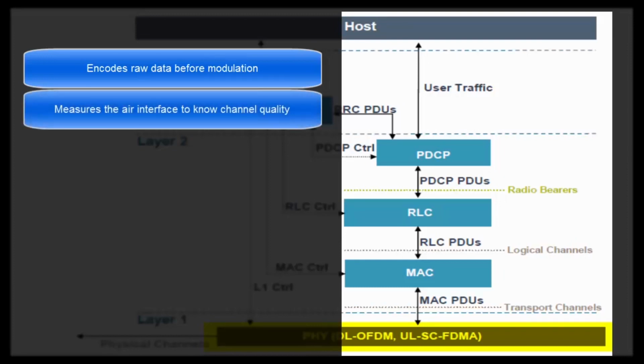Physical layer measures the air interface to know channel quality. Let me tell you the reason behind this. Because of mobility, multiple reflections from the surroundings, and noise on the air interface, available bandwidth on the air interface keeps on changing very frequently. So we need some mechanism to measure air interface quality to know the current channel bandwidth. So this is the reason behind these measurements.